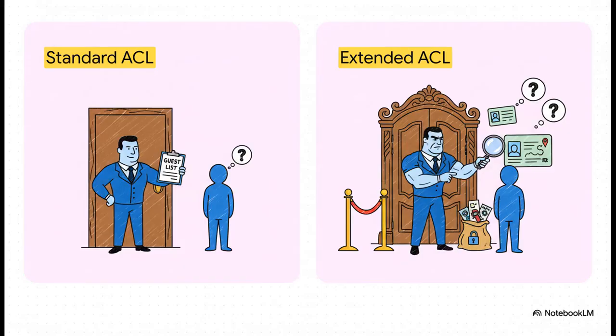Access control lists, or ACLs. Just think of these as the router's bouncers. A standard ACL is pretty simple. It just looks at where you're coming from, your source IP, and decides if you're allowed in. It's like a bouncer just checking if your name's on the guest list.